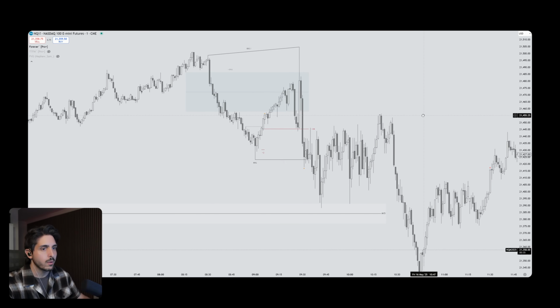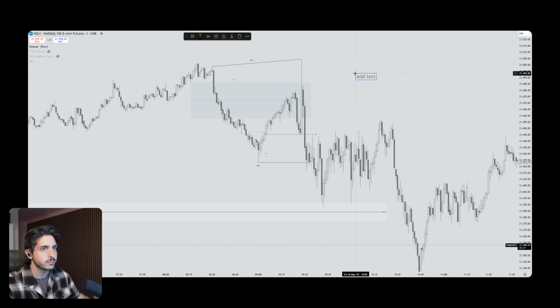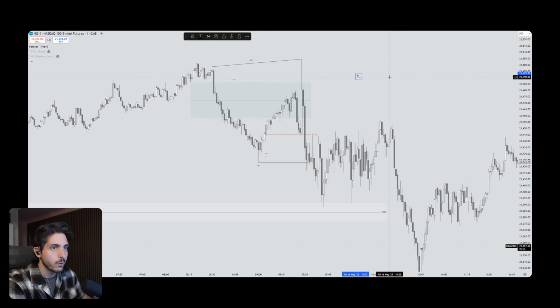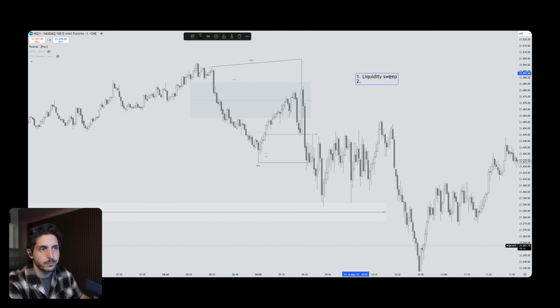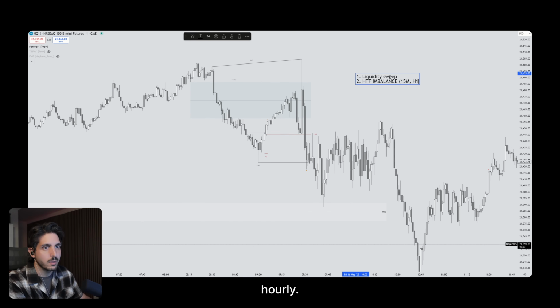So, a couple things with the model, right? What are we looking for? Well, number one, we're going to be looking for some sort of liquidity sweep. Number two, we're going to be looking for some sort of higher time frame imbalance. That could be a 15-minute, it could be an hourly, it could be a 4-hour, it could also be a daily.